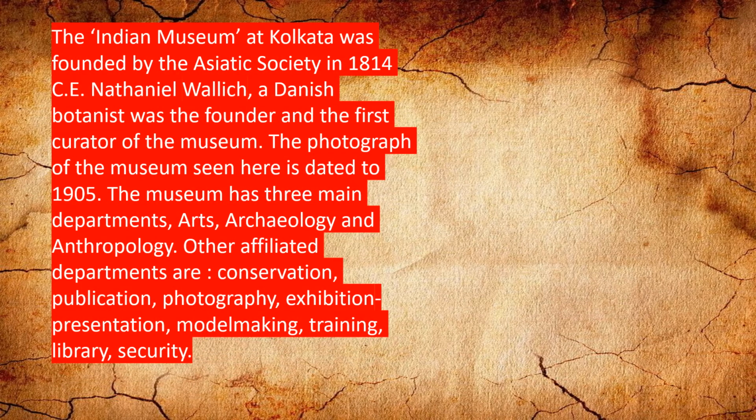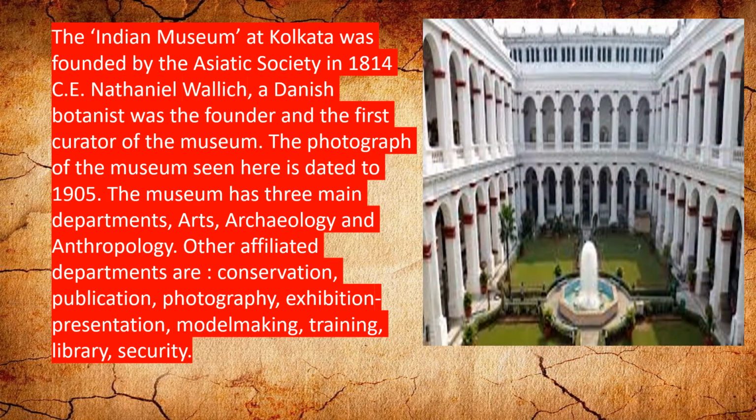The Indian Museum at Kolkata, the first museum of India, was founded by the Asiatic Society in 1840. Nathaniel Wallich, a Danish botanist, was the founder and the first curator of the museum. The photograph of the museum seen here is dated to 1905. The museum has three main departments: arts, archaeology, and anthropology. Other affiliated departments are conservation, publication, photography, exhibition, presentation, model making, training, library, and security.